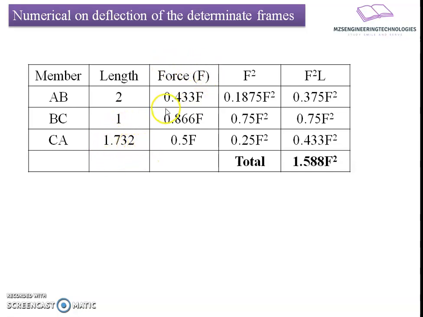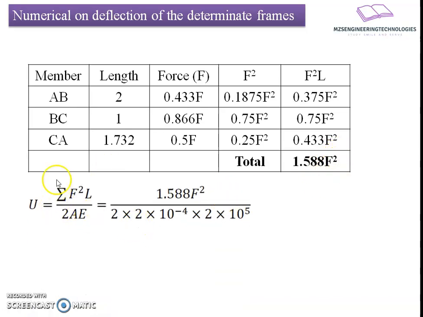After that, we have done force analysis. So 0.433 was the force carried by member AB, 0.866 for member BC, and for member AC it was 0.5. Now I will take the square of this, F square: 0.1875 F square, 0.75 F square, 0.25 F square. Then the next column is the product of F square into L. So I will multiply column number 2 with column number 4, resulting in 0.375 F square, 0.75 F square, 0.443 F square. The total value is 1.588 F square.